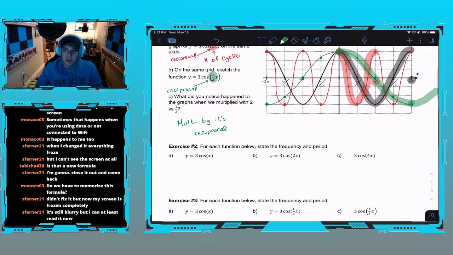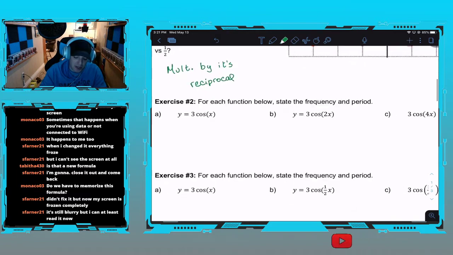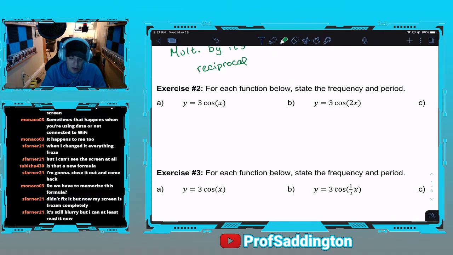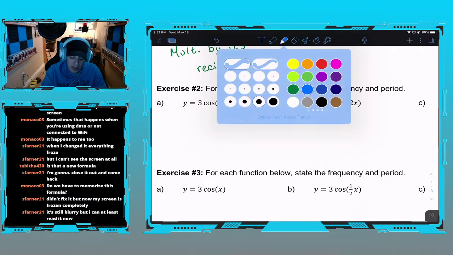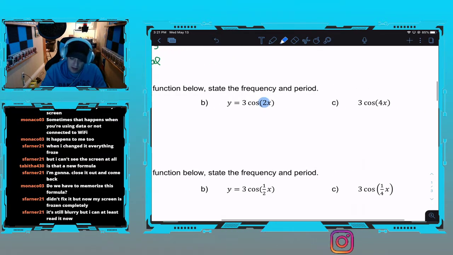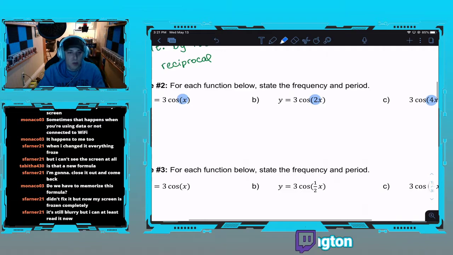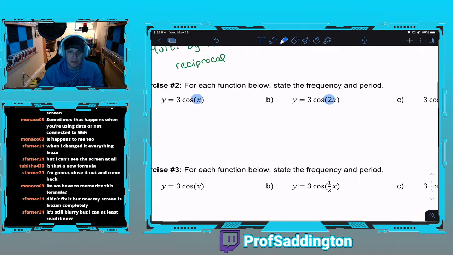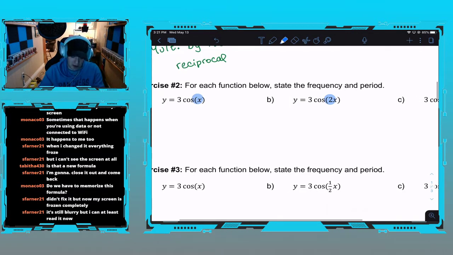So in exercise number 2, it says for each function below, state the frequency and period. So the easiest part for these is to always find what the b value is. The number out front, we don't even care about. We only care about this number that's on the inside. That one's the easy one to find because it's just whatever number's in front of x or whatever number's in front of theta.